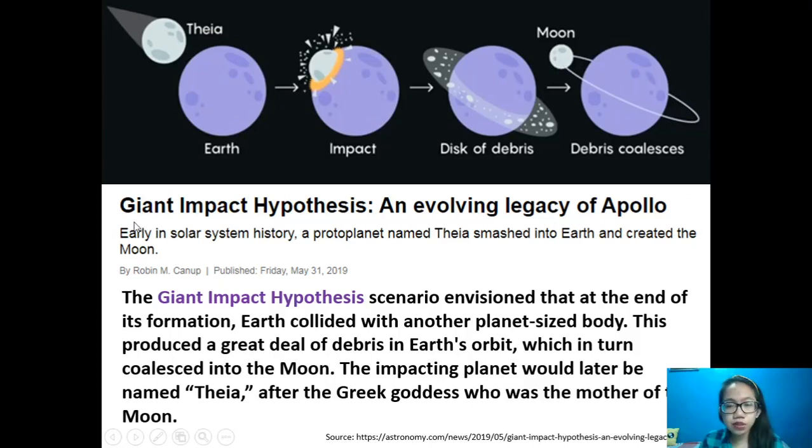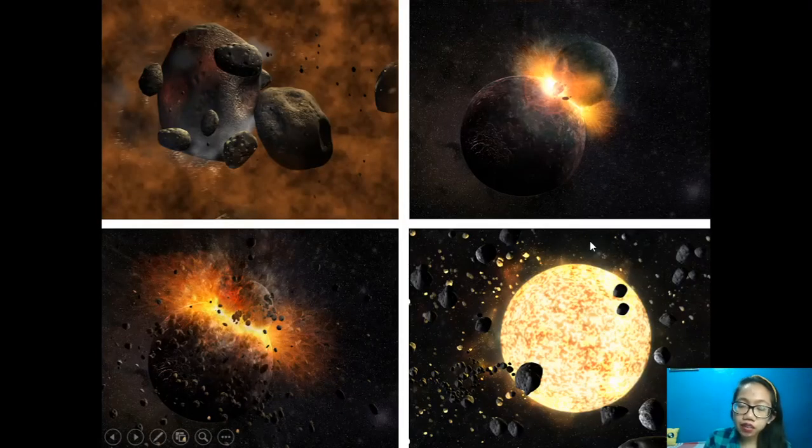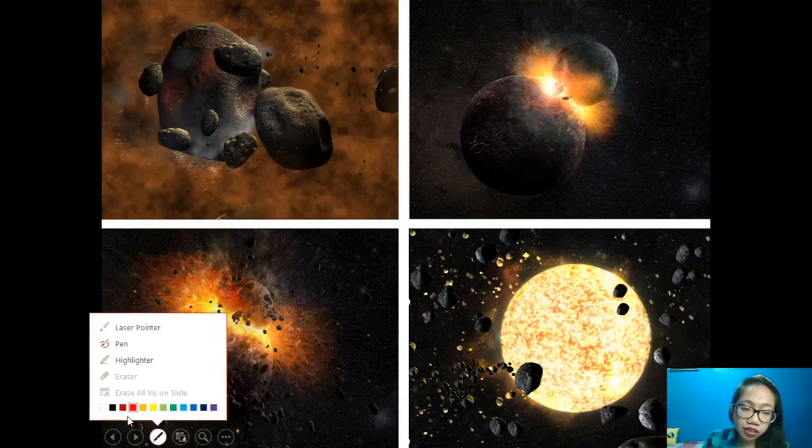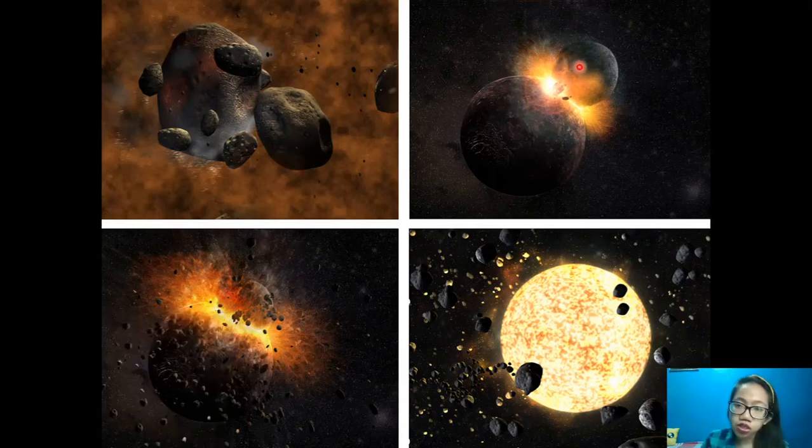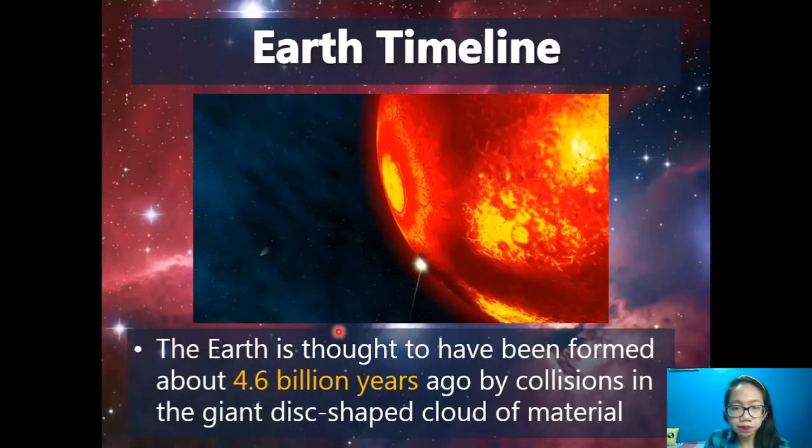Okay, so as you can notice, it's still a hypothesis, and it's stated that it is an evolving legacy of Apollo, because Apollo is a mission on the moon, and they are starting to compare materials from the moon and the Earth. That's why they came up with this hypothesis, and that is what is being demonstrated in this artistic image: there used to be a protoplanet as big as Mars that collided with us, which completed the Earth that we know today.